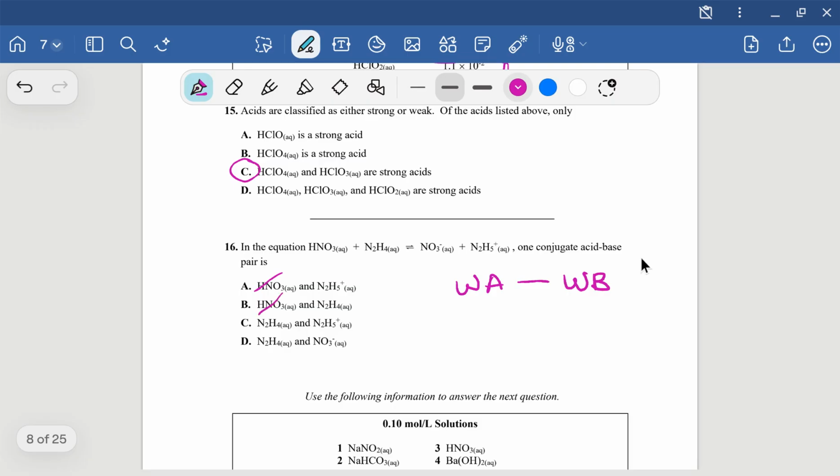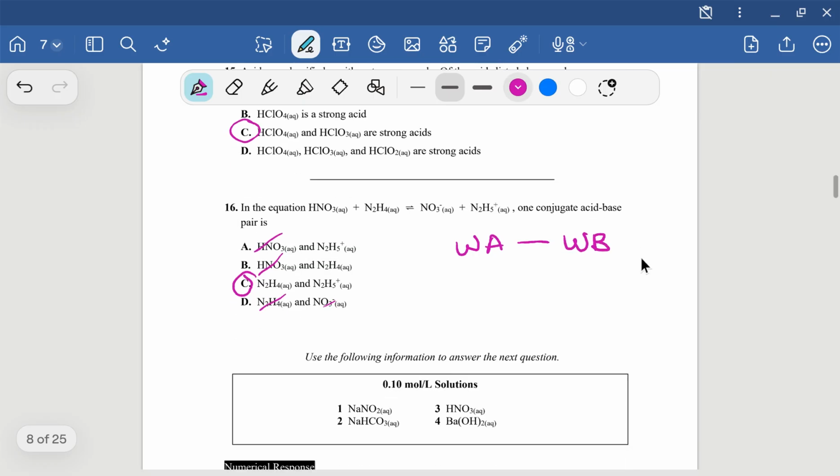And then this last one, I believe it's C. I just want to double check it. Number 16, yes. Oh yeah, this isn't even related, so we don't have to pick it. So our only possible answer here is C.